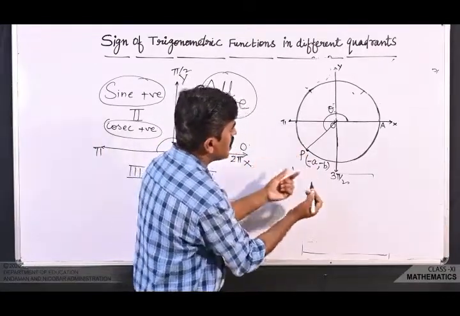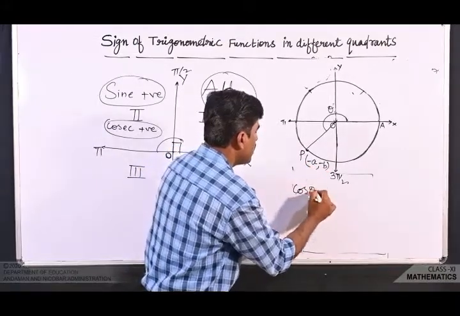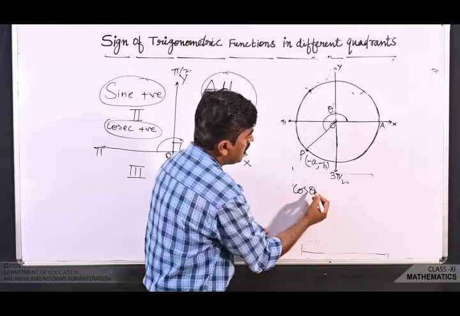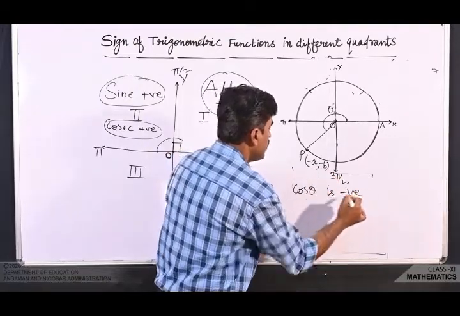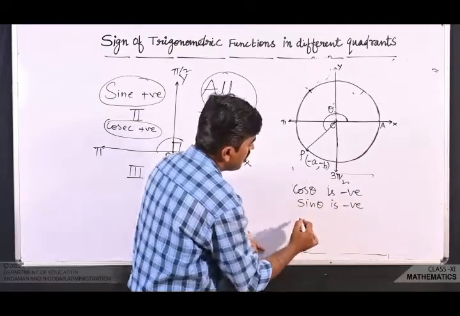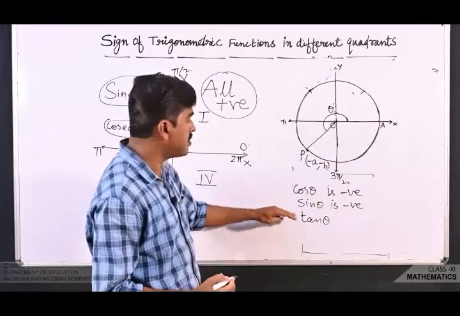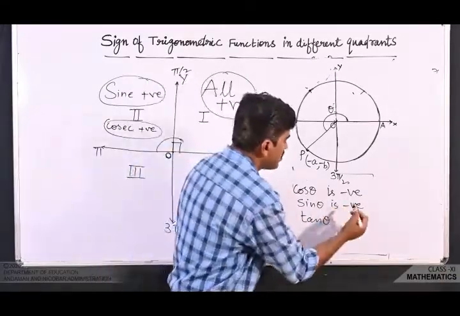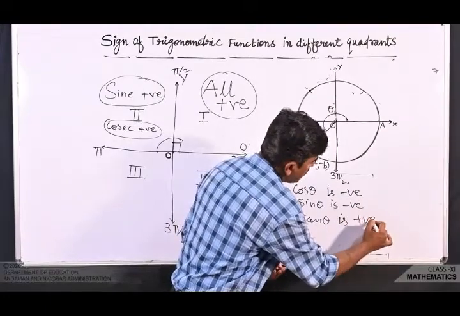So in the third quadrant, both the coordinates are negative. That means cos theta, the x coordinate, is represented by cos theta and the y coordinate is represented by sin theta. So cos theta is negative, sin theta is negative. And what about tan theta? We know that tan theta is sin by cos. So minus divided by minus, that is plus. So tan theta is positive.